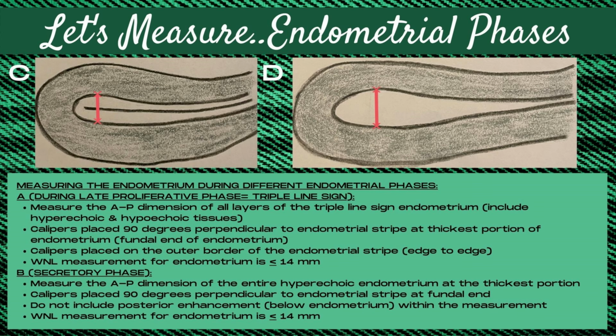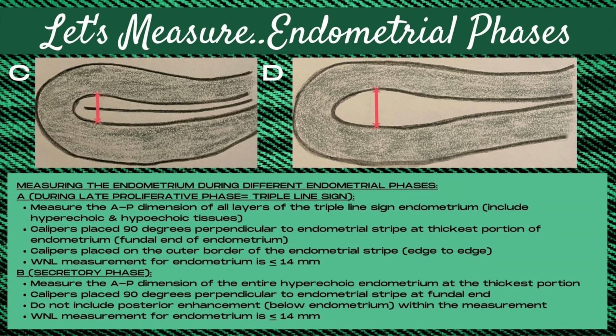During the late proliferative phase, you're going to see the triple line sign on the ultrasound image. You want to measure the AP dimension of all layers of the triple line sign and include the hyperechoic and hypoechoic tissues within this triple line sign. The calipers should be placed 90 degrees perpendicular to the endometrial stripe at its thickest portion of the endometrium near the fundal end, and the endometrial stripe should be elongated from the fundus all the way down to the cervix. The calipers should be placed on the outer border of this endometrial stripe, measuring from edge to edge of the endometrium. A normal measurement for the endometrium is going to be less than or equal to 14 millimeters.